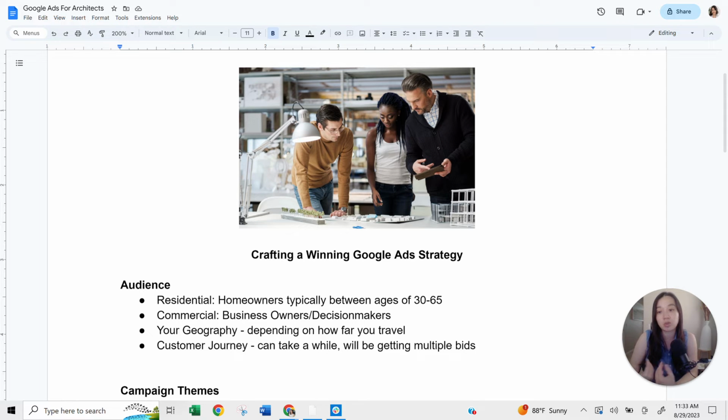And then when it comes to your audience, you need to understand that in the architecture industry, the customer journey can take a while because these decision makers are going to get multiple bids. You're going to be competing against others, and that's beyond what Google Ads can control. We can bring you the leads, but we cannot control how many bids they're going to be getting and how tough clients could potentially be. So that's just the other thing that I wanted to mention.